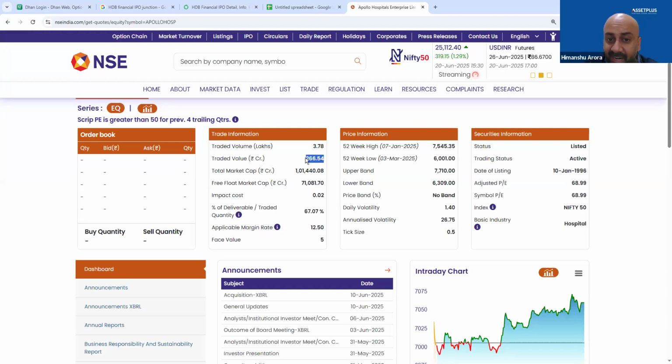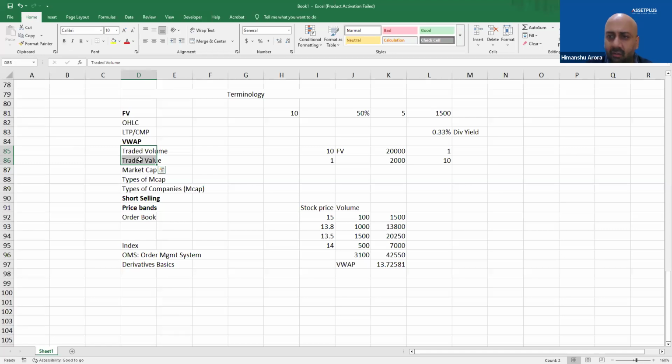And then, at what price did they happen? How much total value was exchanged? That is the traded value. So traded volume, traded value. All these were simple terms. Now let us move on to relatively complex terms. Not complex basically. One buyer plus one seller is equal to one share and is equal to one trade.